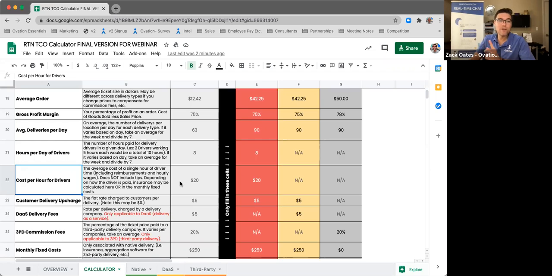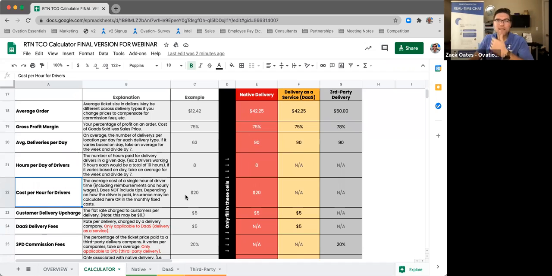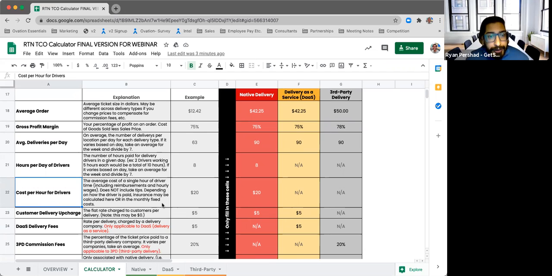Oh, one thing to note too, this does not include tips. Because tips are not a cost to you as the restaurant, they're not factored into this model. Sure, the driver may make more than $20 an hour at the end of the day, but that's not coming out of your pocket. So that's not factored into this.